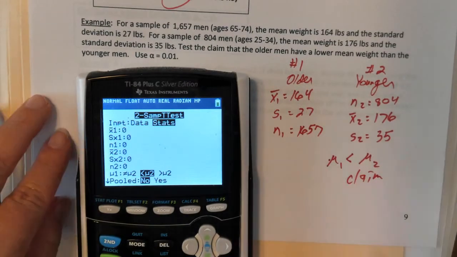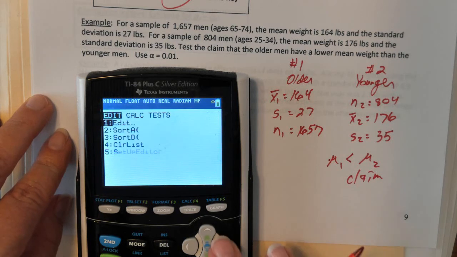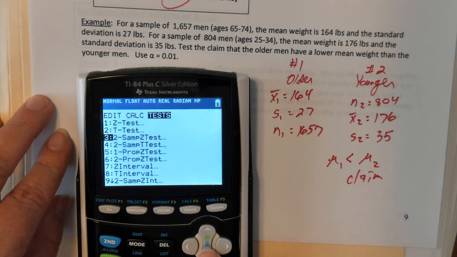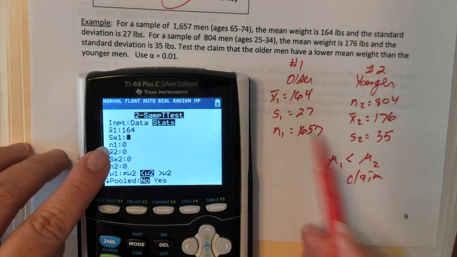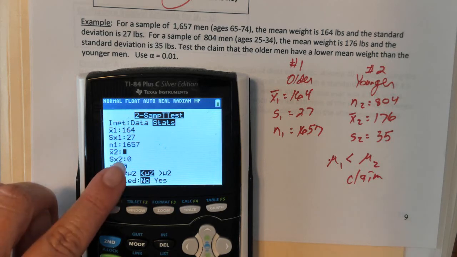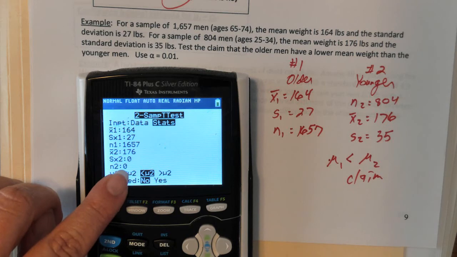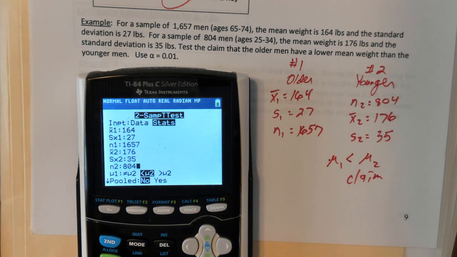So X bar 1 was 164. Standard deviation from group 1 was 27. And the number in group 1 was 1657. X bar for group 2 was 176, standard deviation was 35, and our sample size was 804.